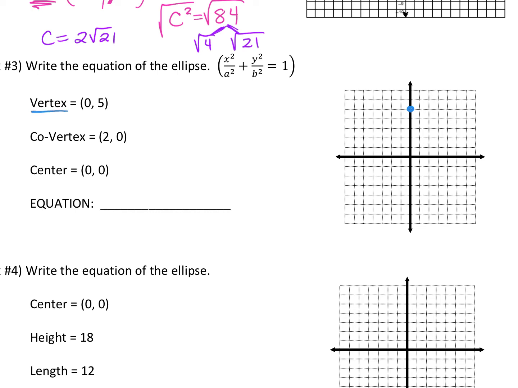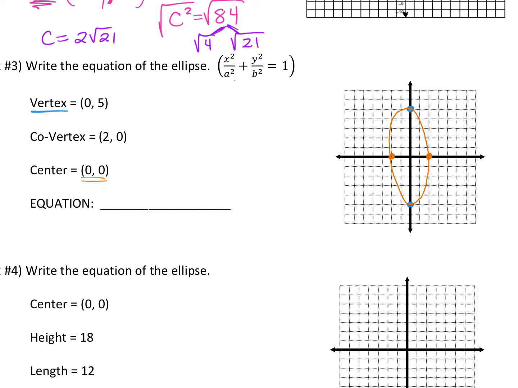You have a co-vertex at 2, 0. Okay, well, that means we also have a vertex in the opposite direction. So 0, negative 5, and negative 2, 0, because our center is at 0, 0. Okay, so this is our ellipse. The question is, what's the equation of that ellipse?